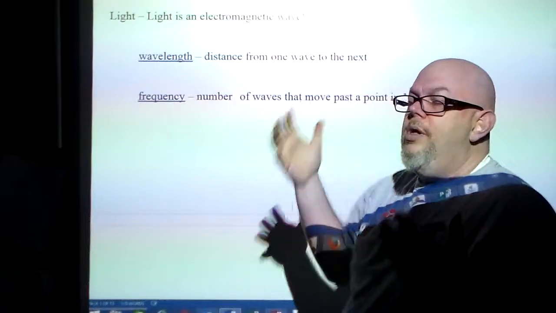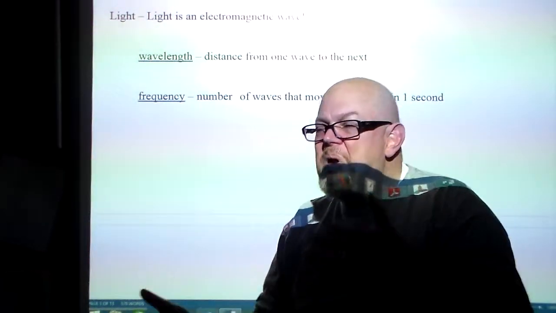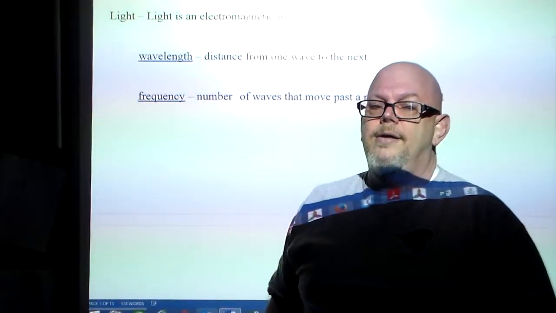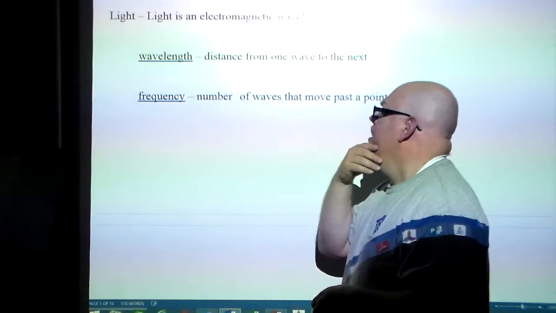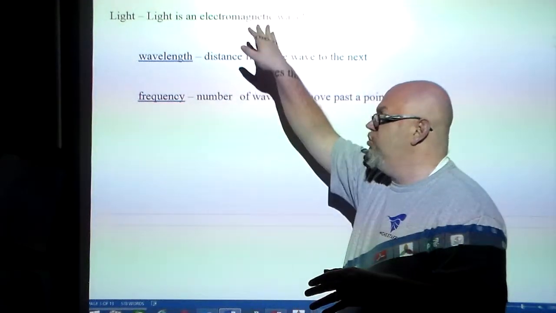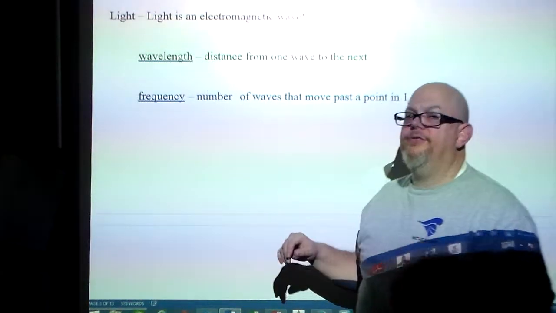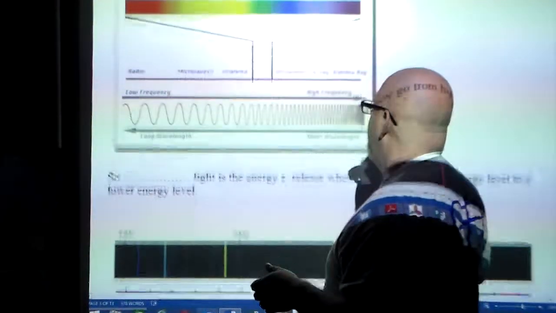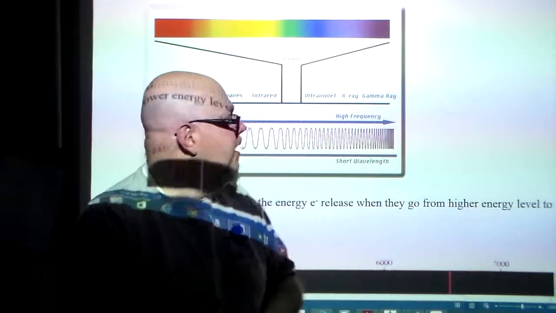Light is an electromagnetic wave, but it also has some particle properties as well. Today, there's a dual nature of light. But for now, we're going to look at the electromagnetic wave, the wave part. We have the wavelength and the frequency, and there's a definite relationship there.